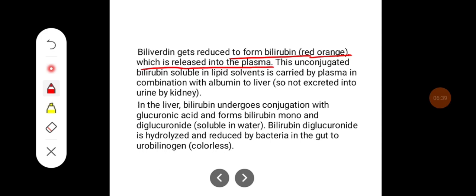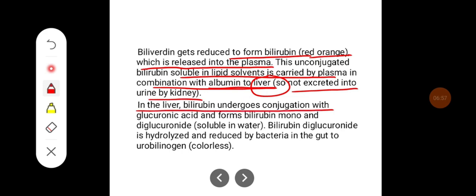This unconjugated bilirubin, soluble in lipid solvent, is carried by plasma in combination with albumin to the liver, and this form of bilirubin is not excreted in the urine by the kidney. In the liver, bilirubin undergoes conjugation with glucuronic acid and forms bilirubin monoglucuronide and diglucuronide, which is soluble in water.